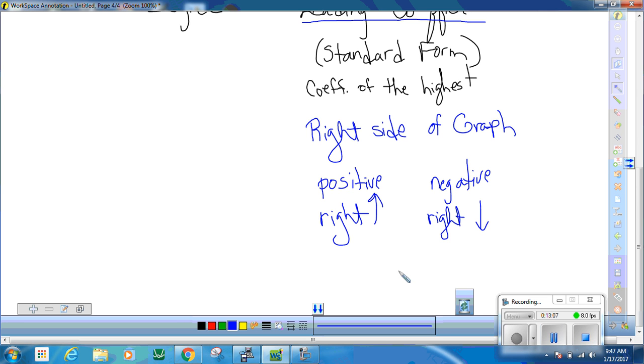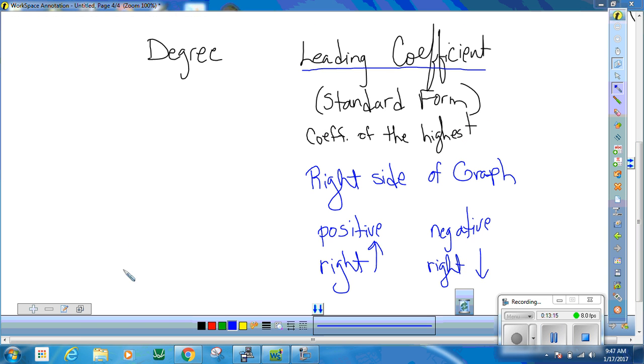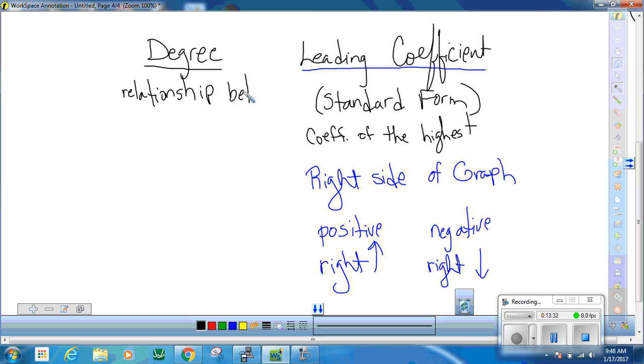Doesn't matter whether it's a fraction, a decimal, a whole number, an even number, an odd number. That doesn't matter. What matters is whether it is positive or is it negative, and that's the leading coefficient. Now the degree doesn't exactly tell us what the left arrow is doing. It does, however, give us the relationship between the left and right arrow. So how do the left and right arrows relate to one another? If we know what the right arrow is doing, then we can find the left arrow.